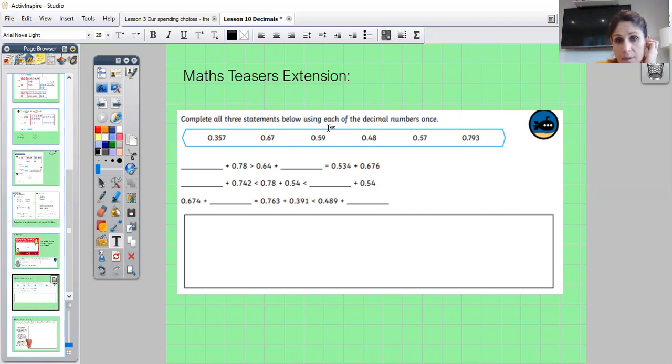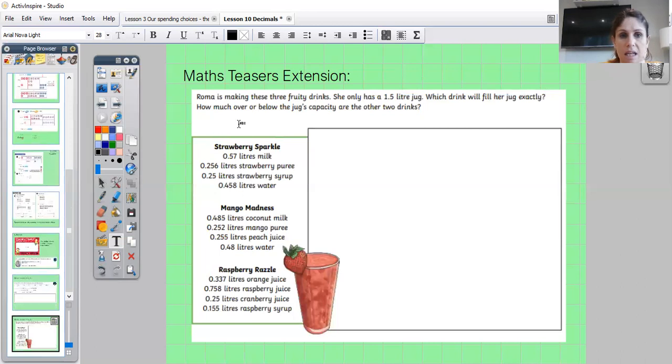So you need to fill in these gaps with the numbers in the blue box there. So you're going to need to do some adding with your column method, which I know you can do. And then a bit more of a challenge here. Roma is making these 3 fruity drinks. She only has a 1.5 litre jug. So which drink will fill her jug exactly? So you need to find out, is it the Strawberry Sparkle, the Mango Madness, or the Raspberry Razzle? And then how much over or below the jug's capacity are the other 2 drinks? So whichever 2 don't fit in, how short are they or how much extra?